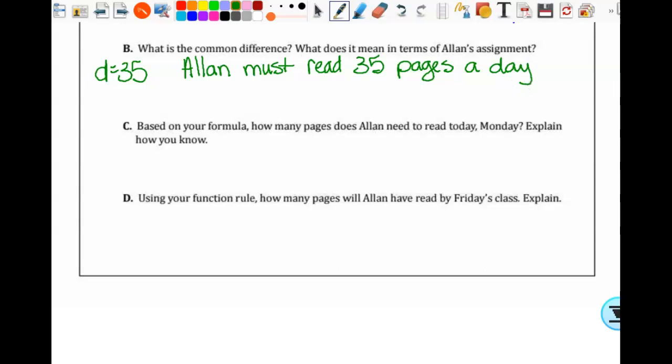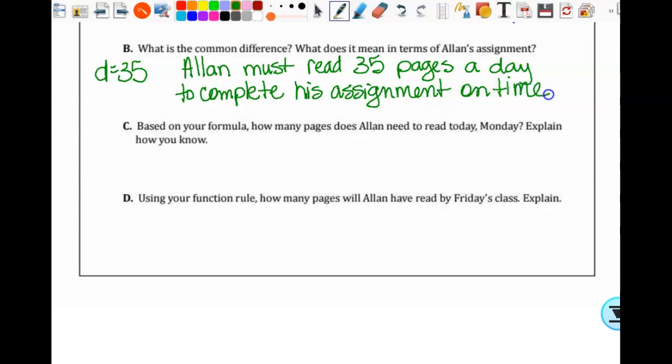And the rest of this could be worded a few different ways. We could just say to complete the assignment on time, or to complete his assignment on time. I could also say he must read 35 pages per day in order to have read through page 665 by day 20 or something like that. All right, everybody okay with that?